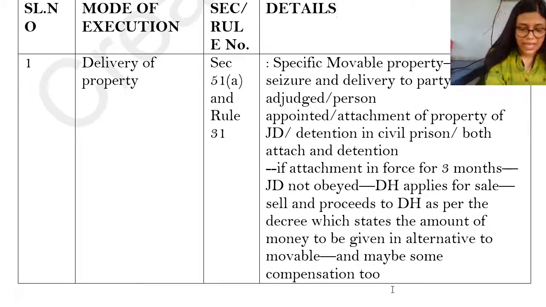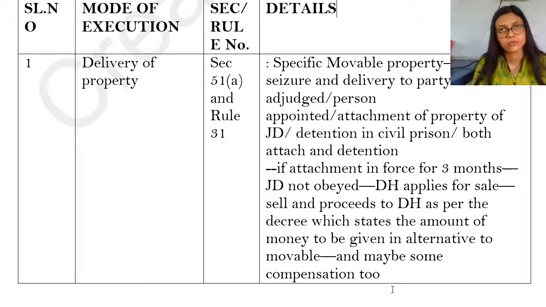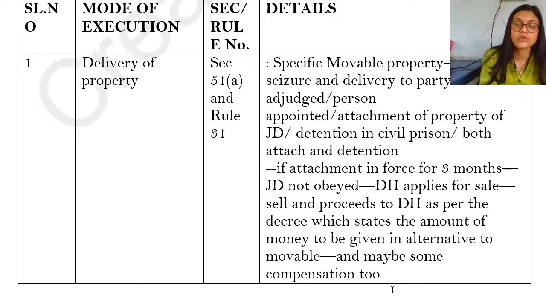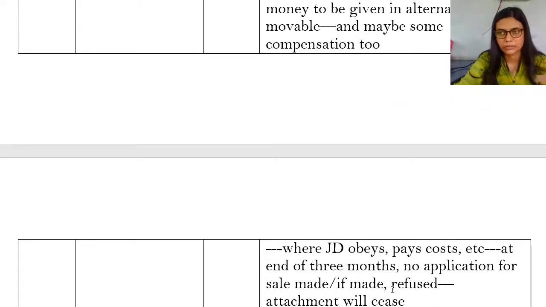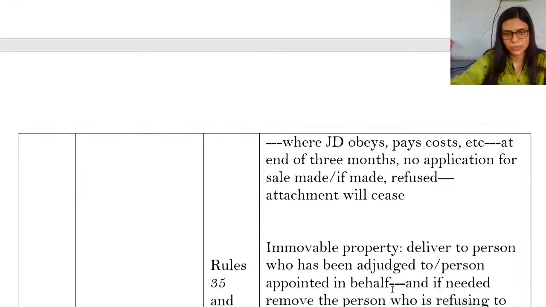It is that for a specific movable property, first you go for seizure and delivery. After that, if it is not happening, then you can move for attachment. If that is also not happening, then you can go for detention, or you can go for both of them. Now, if the attachment has been for 3 months and still nothing has been done, you can go for sale, and whatever amount was stated in the alternative can be given to the person. Some compensation may also be awarded. If the judgment debtor pays off within those 3 months, then at the end of the 3 months, if no application for sale was made, or if it was made and refused, the attachment will cease.